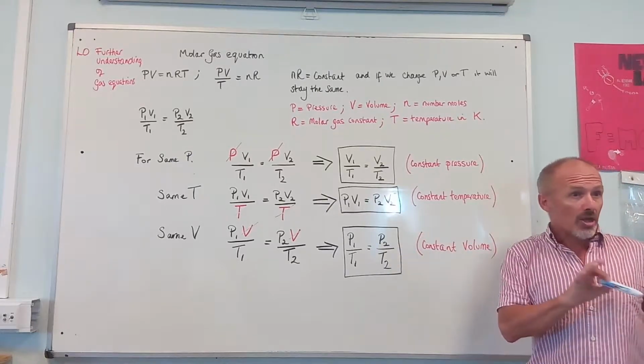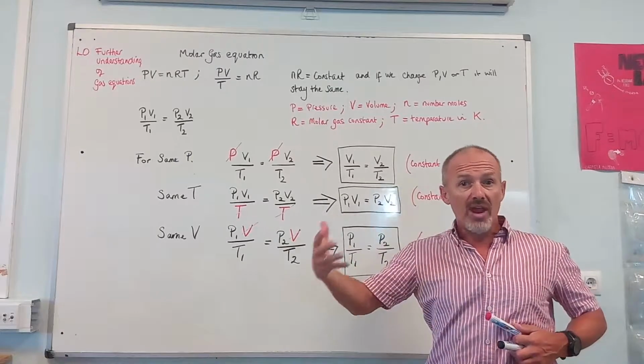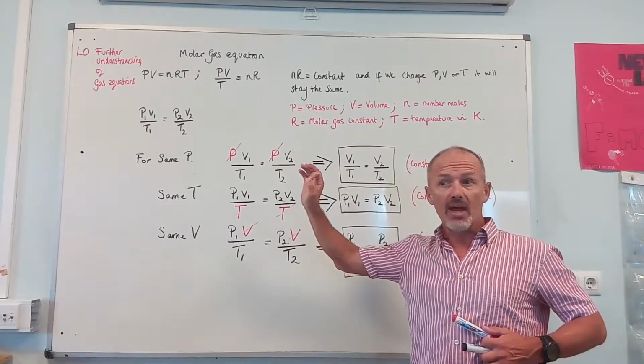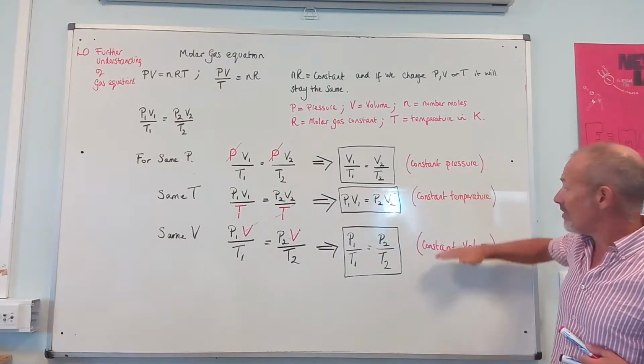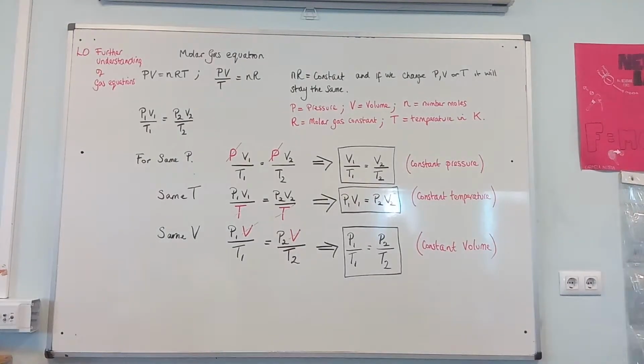So when you're looking at your problem, all you have to do is decide which of the three variables stays the same, which of them is the constant. That's the one that you cancel out, and I've summarised the three different versions for you just here. Okay? Brilliant. All right.